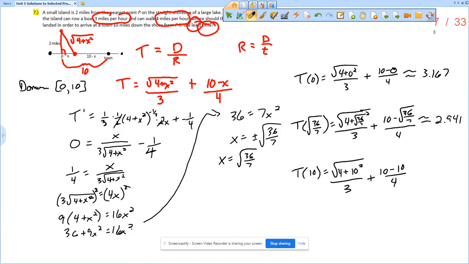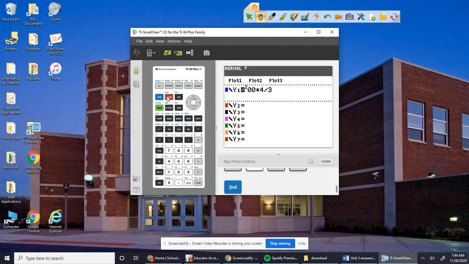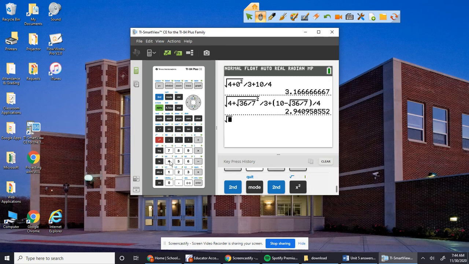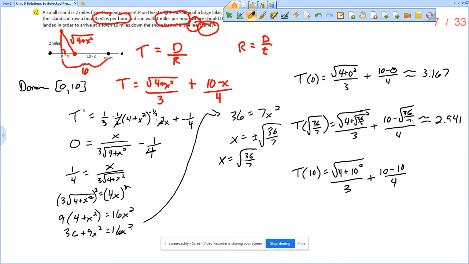And then the last one, calculating with 10. The square root of 4 plus 10 squared divided by 3, and then plus 10 minus 10, which would obviously be 0, so you don't even need that. We get 3.399, which is clearly greater. So obviously 2.941 is the minimum, but that's not our answer.